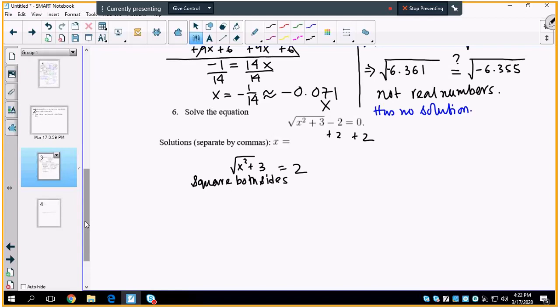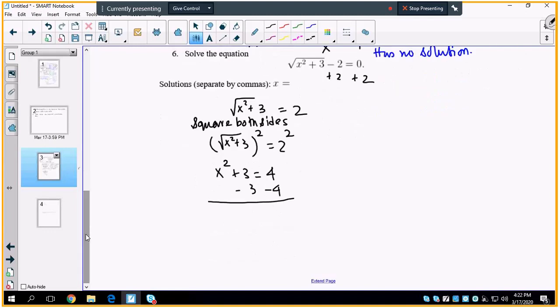So I will get square root of x squared plus 3 all to the power 2 is equal to 2 squared. Left hand side is pretty simple. It's x squared plus 3 equal to 2 squared, which is 4. Subtract 3 from both sides. We're going to solve this quadratic by using the square root process. So I get x squared equal to 1.